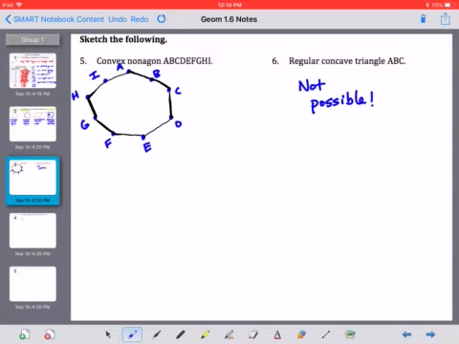In fact, you can't make a concave triangle. You can make a concave quadrilateral. We just saw that. That's like this. But there's no way to put 3 points and make one of them go inward. So, sorry triangle, you can't be concave. All triangles are convex. Fun fact.